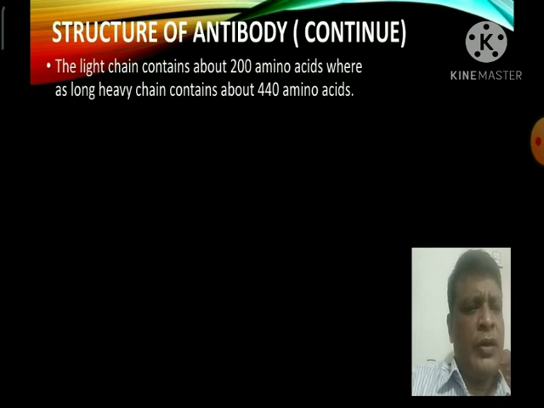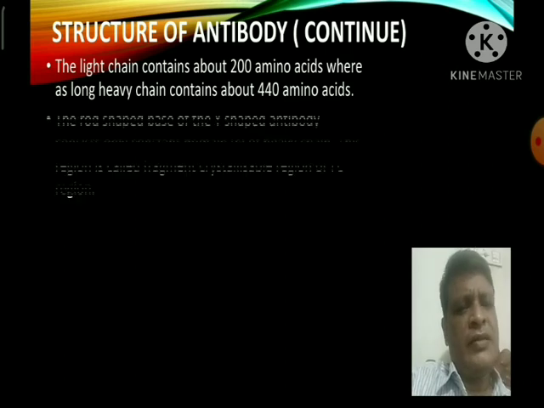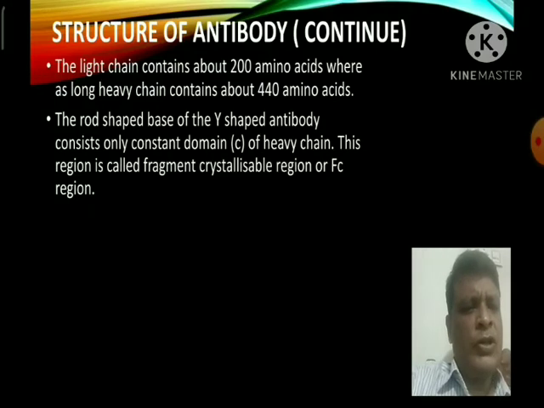The light chains contain about 200 amino acids, whereas the long heavy chains contain about 440 amino acids. The rod-shaped base of the Y-shaped antibody consists only of the constant domain of the heavy chains. This region is called the fragment crystallizable region, or Fc region.